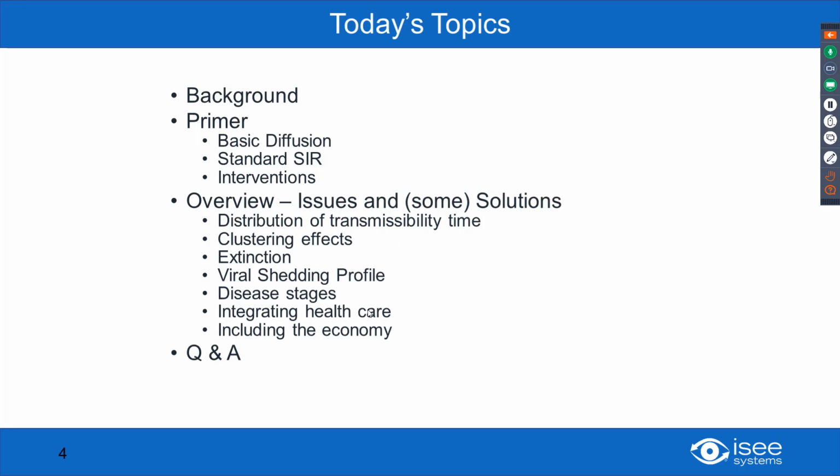And then I'm going to go over an overview of issues with some of the solutions we have for things like distributions of transmissibility time, clustering effects, extinction, viral shedding profiles, disease stages, integrating healthcare, and, though I'm not going to show you anything on this, I'll point out that it's an issue, including the economy. And then we'll have a final question and answer period.